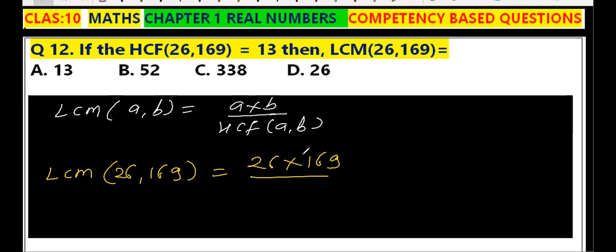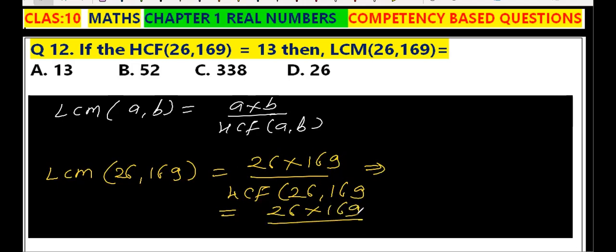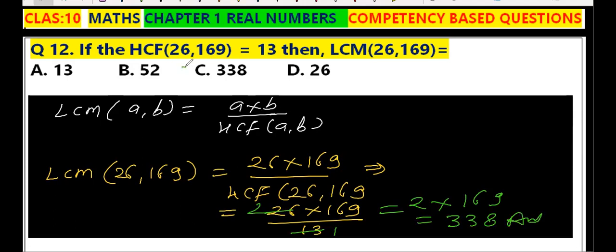And what is the HCF of the two numbers, that is 26 and 169? It is given. So 26 into 169 divided by their HCF, that is 13. So 13 ones are 13, 13 twos are 26, so we can write 2 into 169, that is 338. So C is the answer of this question, that is 338.